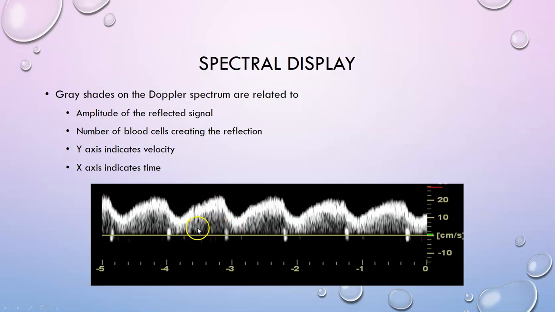So when we see a very dark gray pixel, we know that there's not many blood cells that are going that slowly. When we see a bright white pixel, we know that there's a lot of blood cells that are going that quickly. So this is how to read the spectral display. And of course, the height is the velocity.